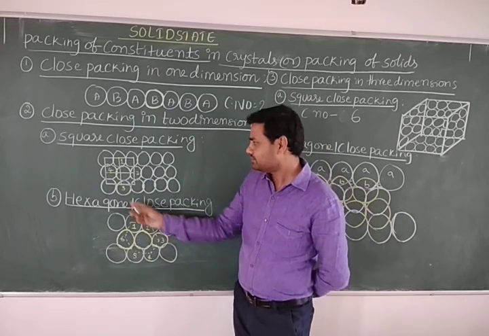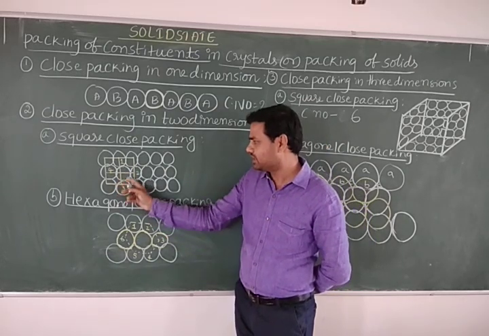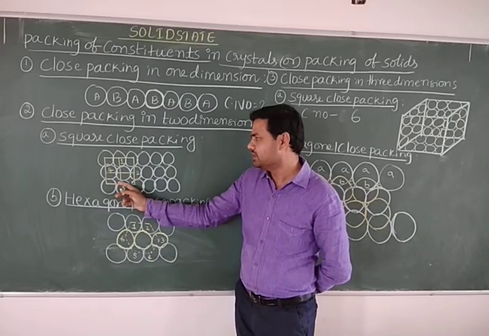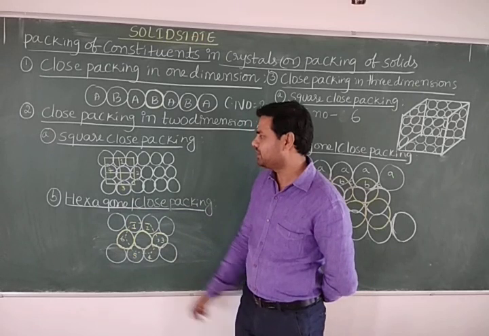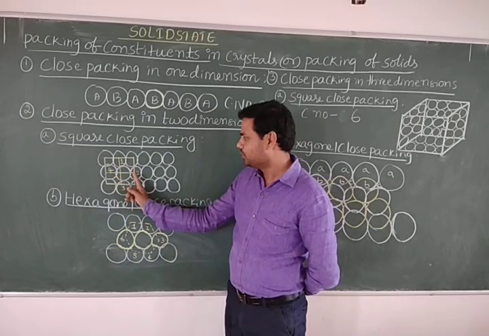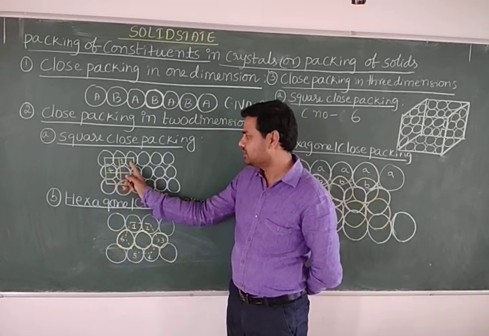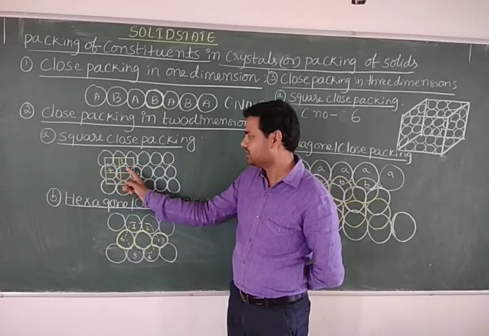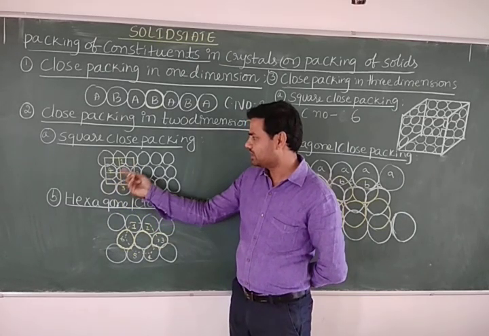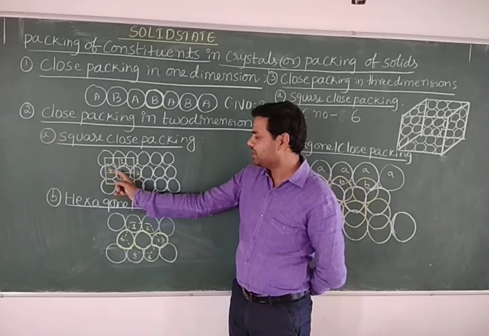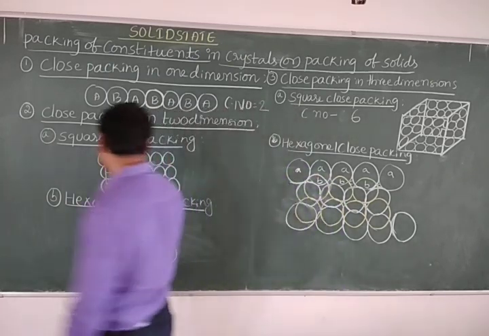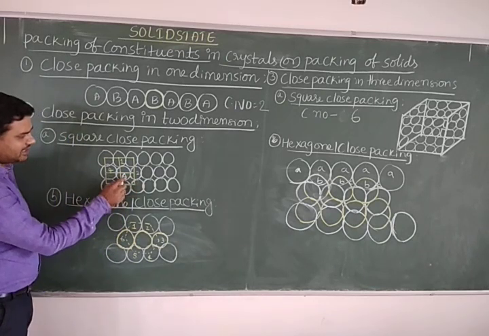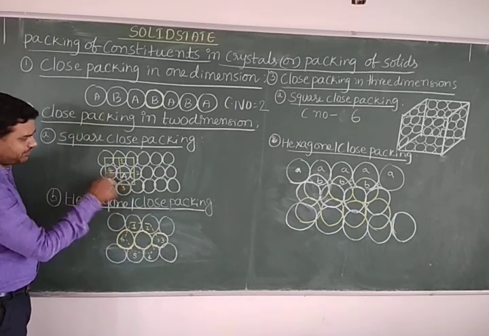Take this central atom. It is surrounded by how many atoms? 1, 2, 3, 4. These two atoms are not touching, that's why I am not giving them a number. You see that here we have a gap; they are not touching each other. Just imagine the center one is an A atom. This A atom is touching how many atoms? 1, 2, 3, 4.